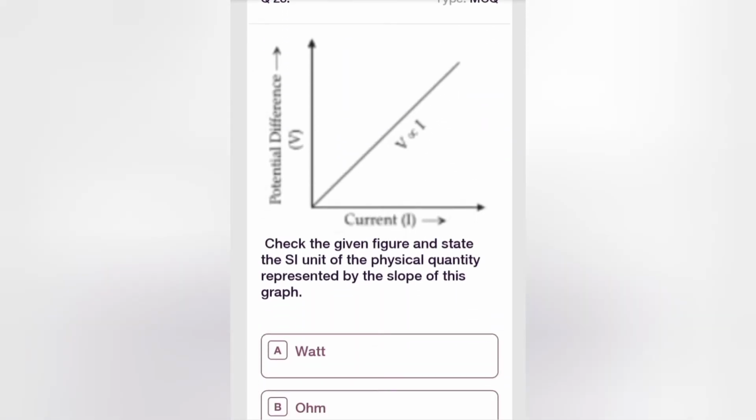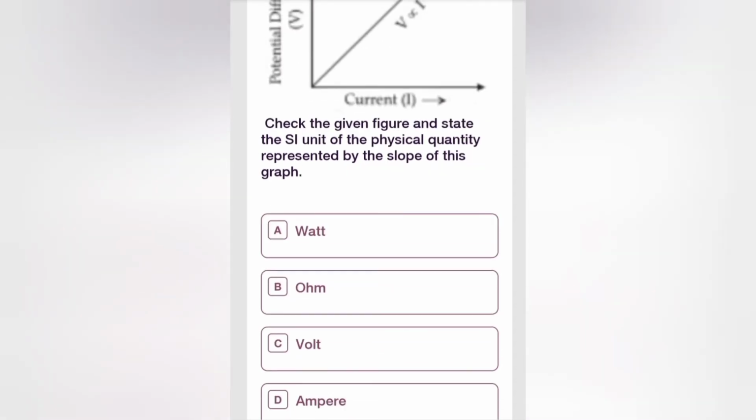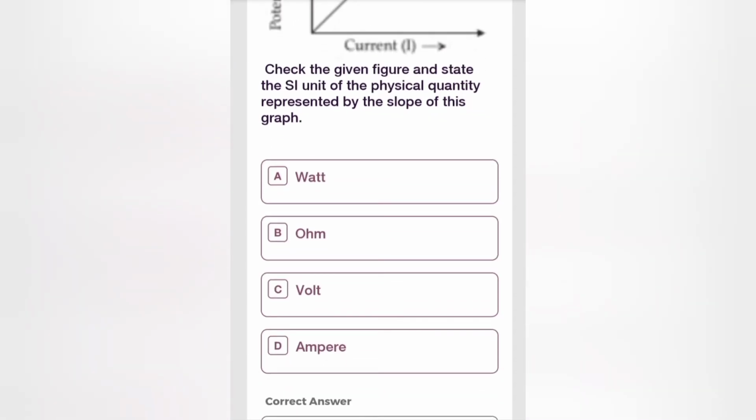23rd question. Check the given figure and state the SI unit of the physical quantity that represents the slope. Just now we have seen, slope is resistance. So what is the SI unit? It's ohm. Option A, watt, no. Option B, ohm. Option C, volt. And option D, ampere. The correct answer is option B, ohm.